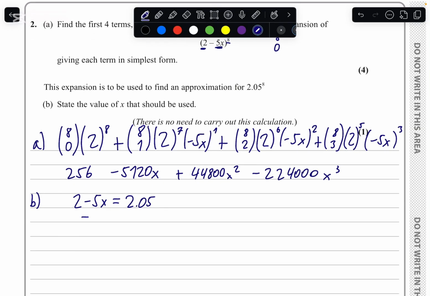Rearranging that, we get minus 0.05 equals 5x, and x equals minus 0.05 divided by 5, which is minus 0.01.